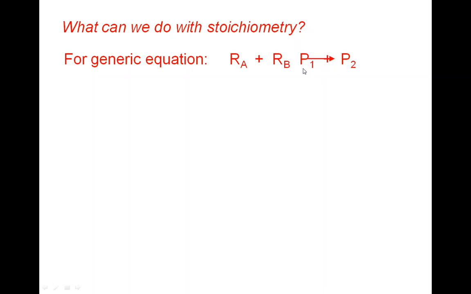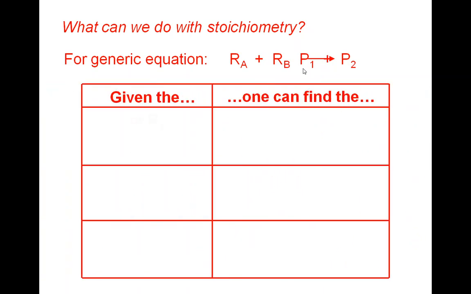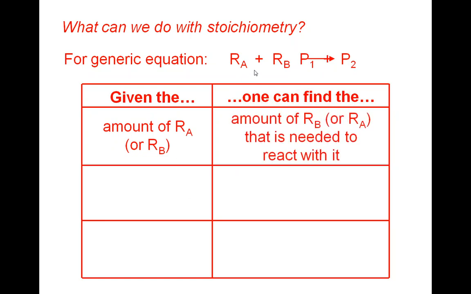So what can we do with stoichiometry? Last period, we looked at how to balance a chemical equation, what a chemical equation is. With this unit, we're going to take this chemical equation and find the different parts of it. If I tell you how much reactant you have, you're going to be able to tell me how much reactant needs to react with it.